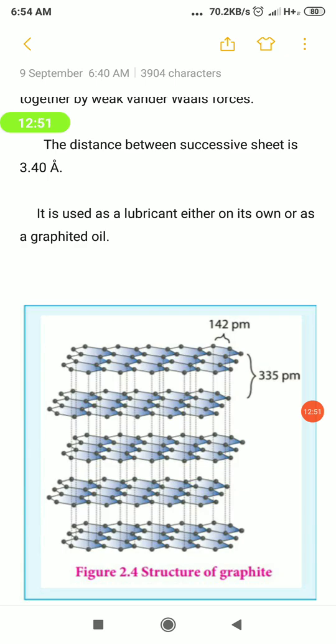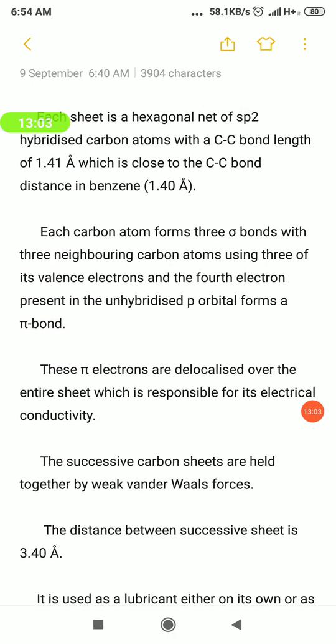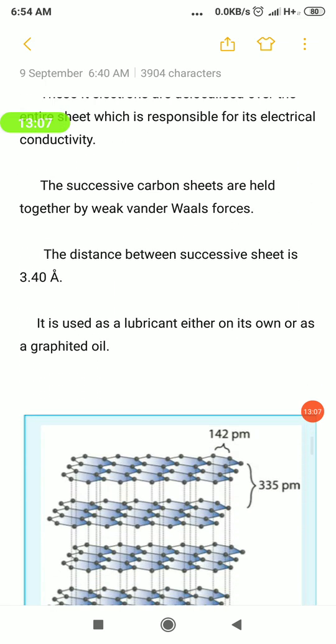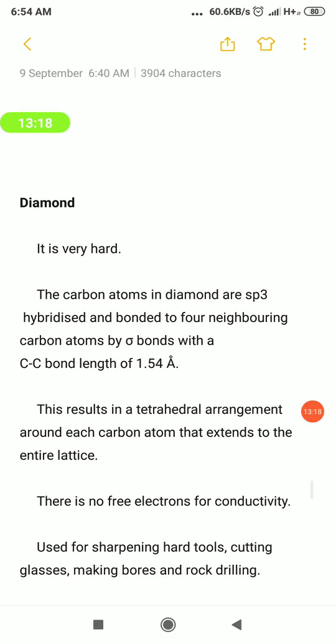Is it clear, students? What important points did we see? It is very soft. It conducts electricity due to the presence of free pi electrons, and it is sp2 hybridized. The distance between the successive layers is 3.40 Angstrom, and the layers are held together by weak van der Waals forces. It is used as a lubricant either in its own form or as lubricant oil. With this graphite is over; the next allotrope we are going to see is diamond.